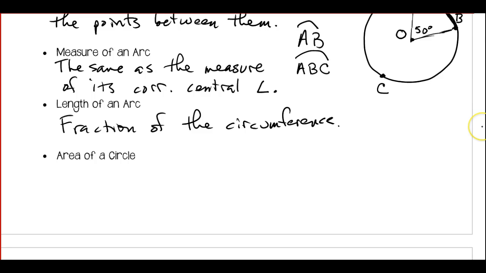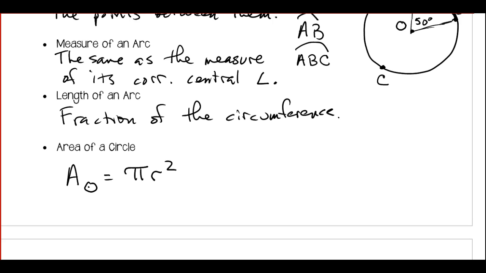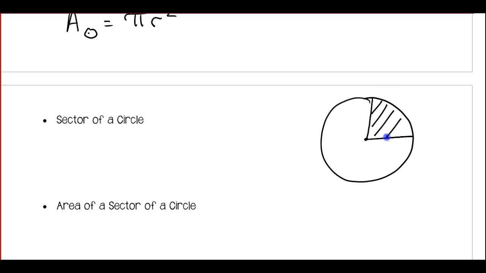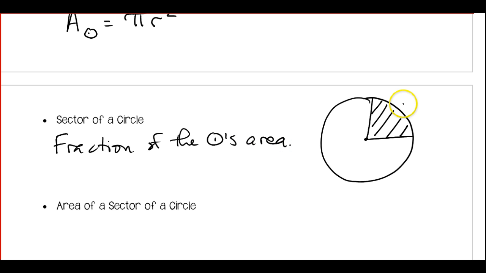Alright, so area of a circle. Area of a circle is pi r squared. Don't forget units. It's going to be in square units. And we're going to talk about the sector of a circle. So again, I'm going to have a circle here, and this shaded area here is called a sector of a circle. This is a fraction of the circle's area. So again, if I knew that this arc was 50 degrees and I wanted to find the area of the sector, it would just be 53/60ths of the area.